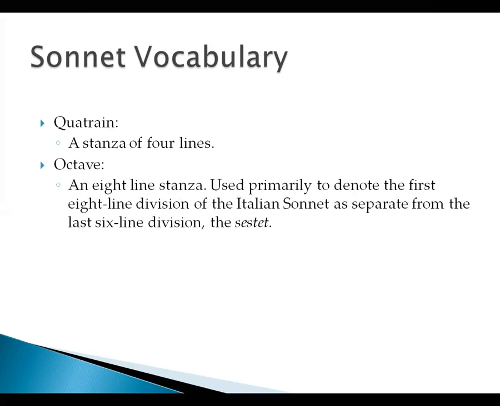Then there is octave. Octaves are basically an 8-line stanza used primarily to denote the first 8-line division of the Italian sonnet. So it means octaves are usually 8 lines stanza which were present in Italian sonnets. And usually that comes along with the sestet.